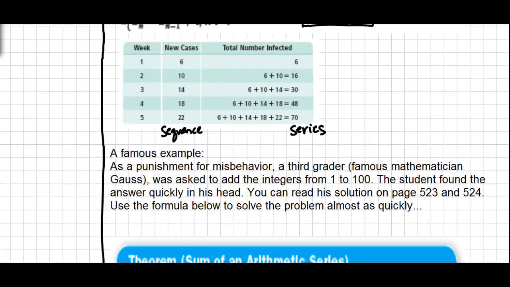Another example I want to illustrate here is a real-life example. This one is a true story. As punishment for misbehavior, a 3rd grader, a long time ago, back when students used slates in class, little mini chalkboards that they would use to write their answers and take their notes, a famous mathematician whose last name is Gauss was asked to add the integers from 1 to 100. I think the teacher was annoyed by this particular student because he was super smart. And I'm guessing that he was probably annoying because he was super smart.